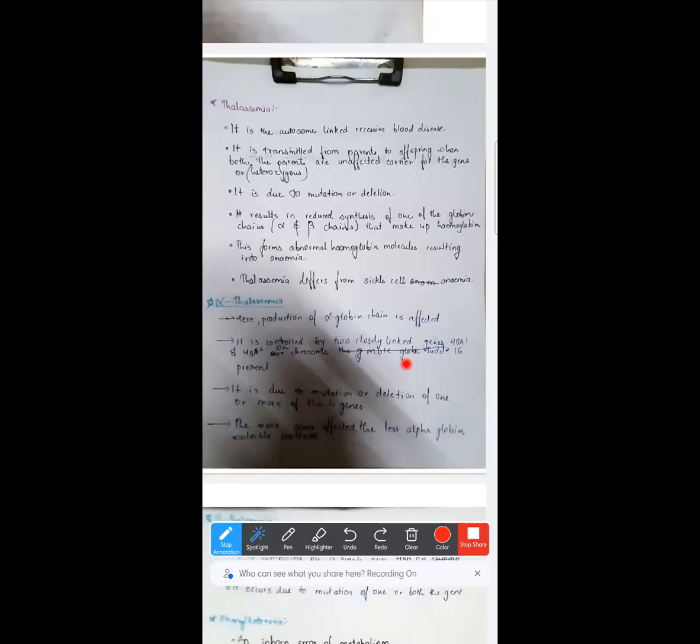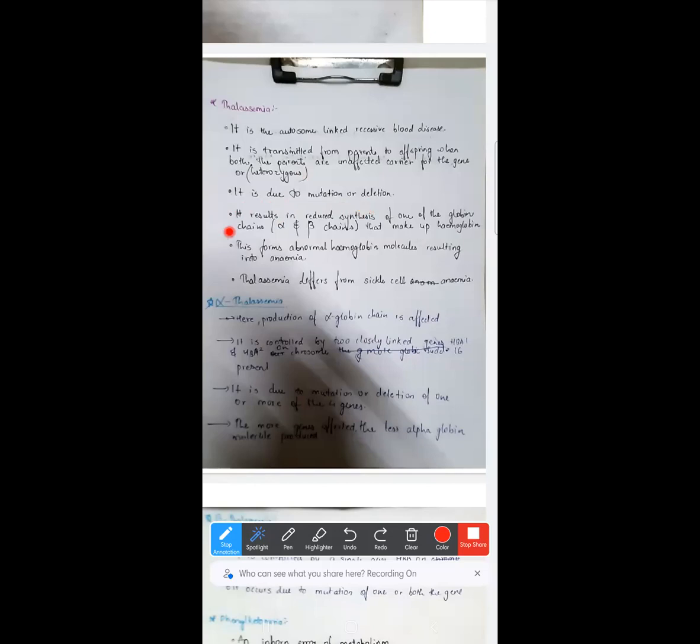Next is thalassemia. Thalassemia is an autosomal recessive blood disease. It is transmitted from parents to offspring when both parents are unaffected carriers of the gene, or heterozygous. For a person to be a carrier, he has to have one gene responsible for that disease and one normal gene. It is due to mutation or deletion.